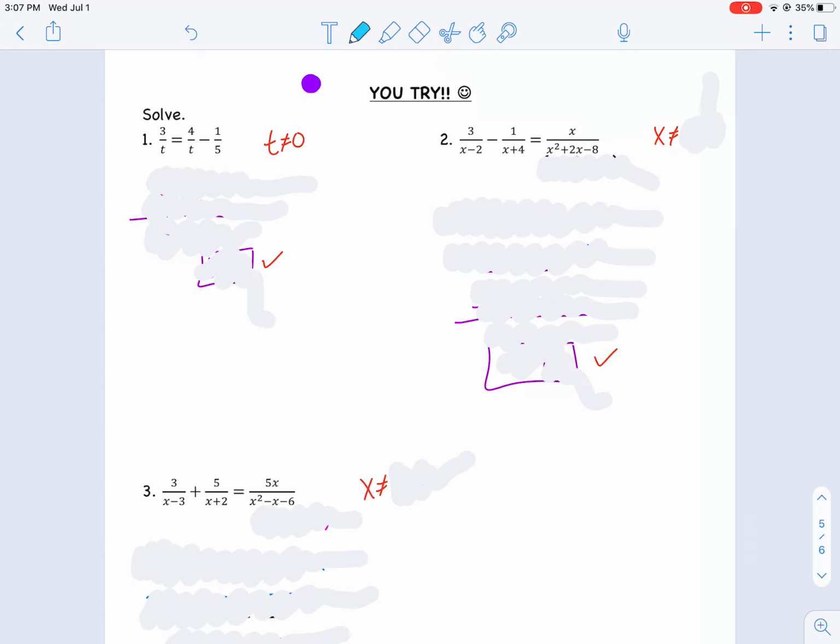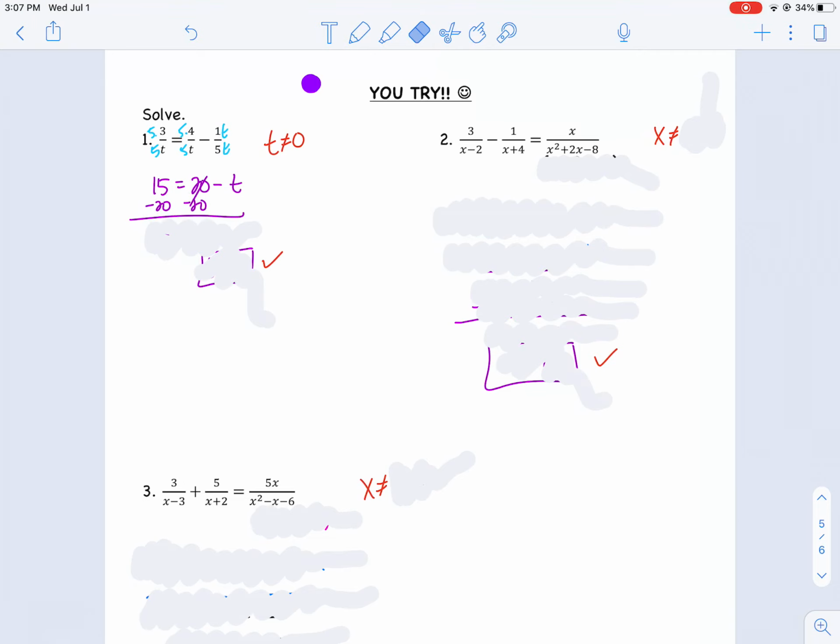Let's get a common denominator. The first one needs a 5, so I'm going to multiply the top and the bottom by a factor of 5. The second one needs a 5, so I'm going to do the same thing there. And the last fraction needs a t as one of its factors, so I'm going to multiply the top and the bottom by t. Now that my denominators are equal, I can go ahead and set the tops equal. So I have a 15 equal to 20 minus 1t.